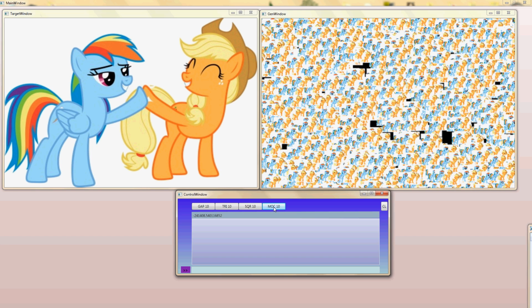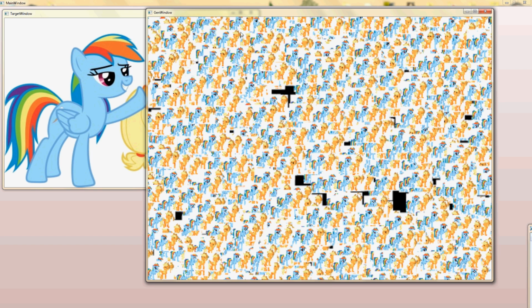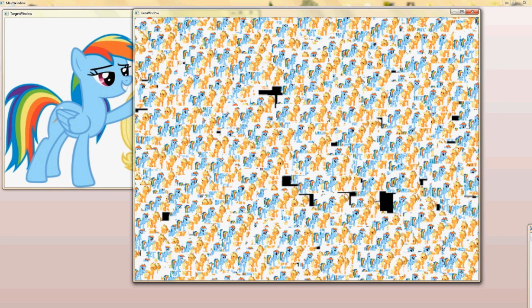And of course the mosaic, which is sort of my favorite one, where you can see the little ponies everywhere here. But it doesn't really look anything like the original. But I haven't really run this one for that long a time.